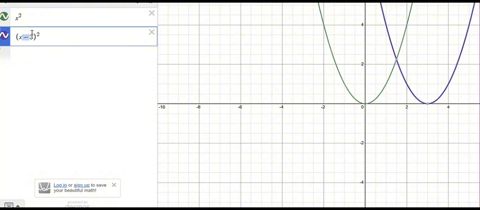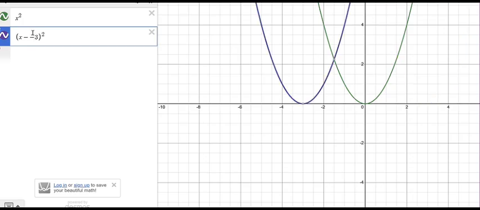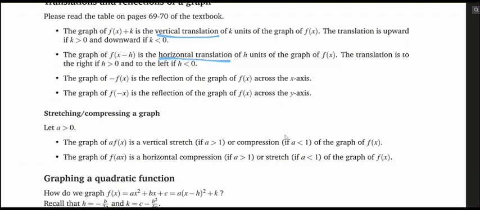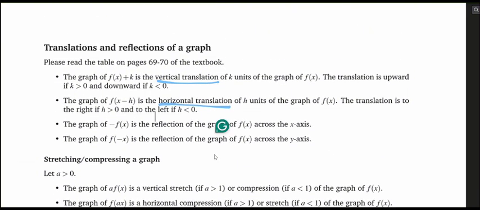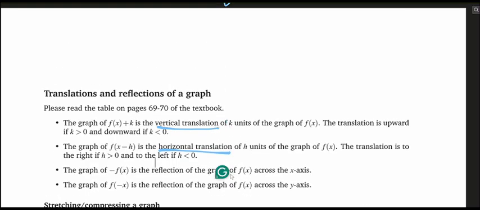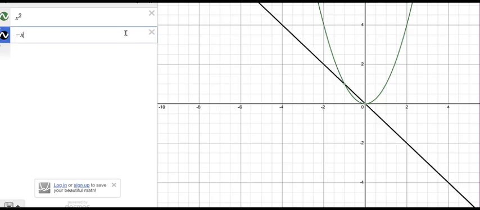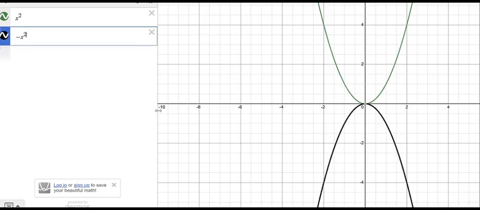Logically, if I do x plus 3, it will shift to the left 3 units. Minus makes a plus. Okay, that's over and done with. That's what we mean by vertical and horizontal translations of graphs. And the next one, negative f of x, is the reflection of the graph of f of x across the x-axis. So take, for instance, x squared. And if you do negative x squared like this, then it's literally the reflection across the x-axis. You literally take the function and flip it over on its back.